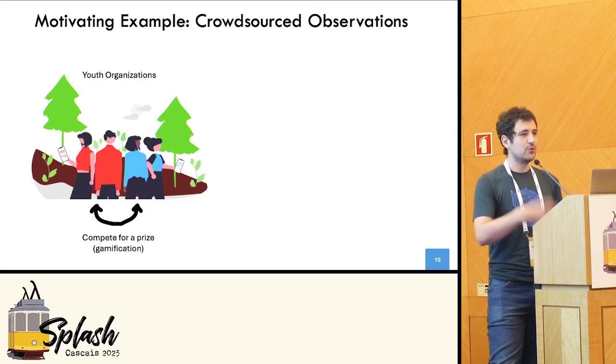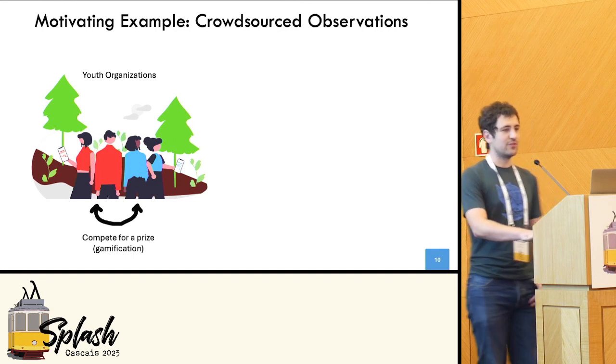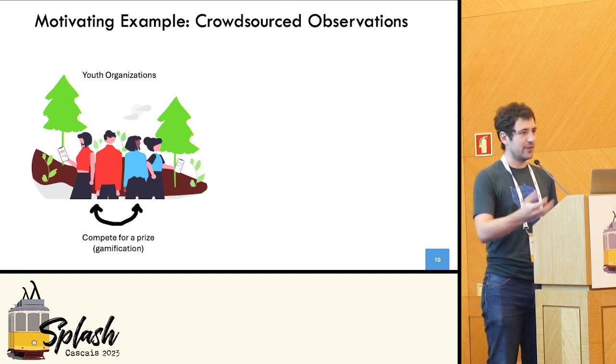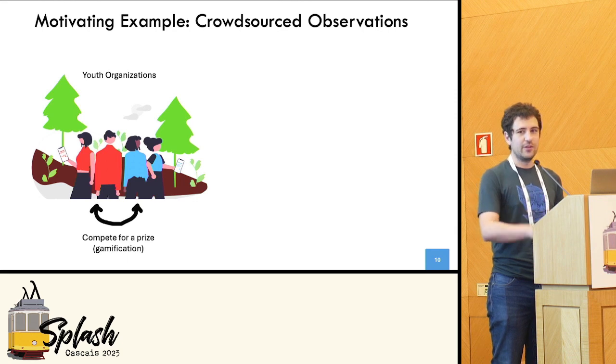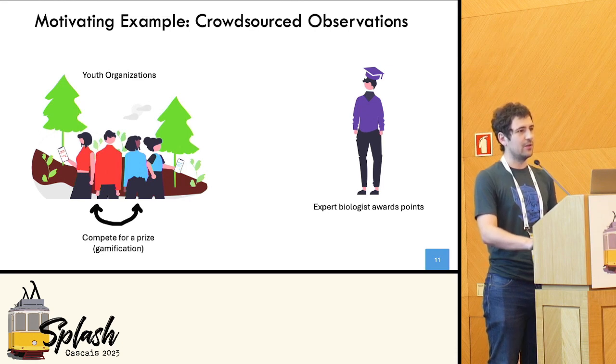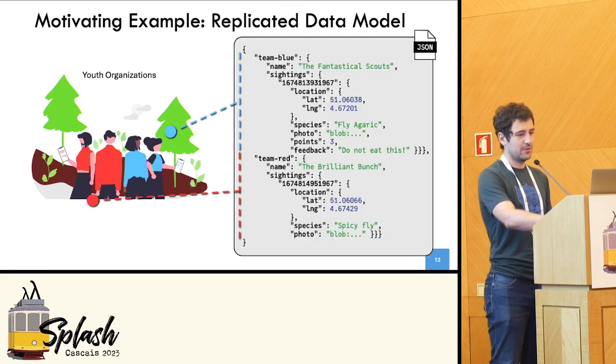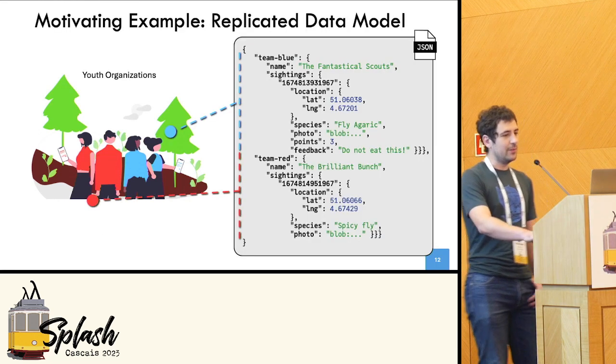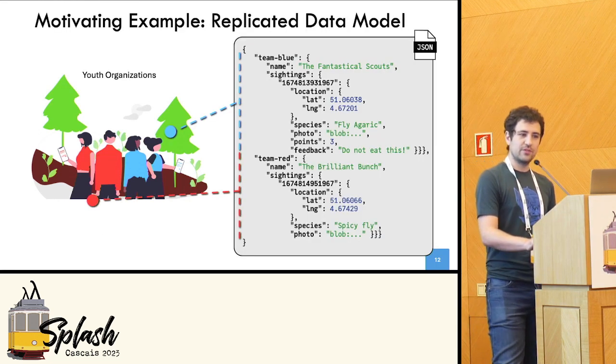Usually this kind of crowdsourced observation includes some gamification mechanism where at the end of the day, the team with the most points wins a prize. Therefore, the company also uses an expert biologist to award points to teams based on what they cataloged. Offline availability is very important for the user experience of this application.